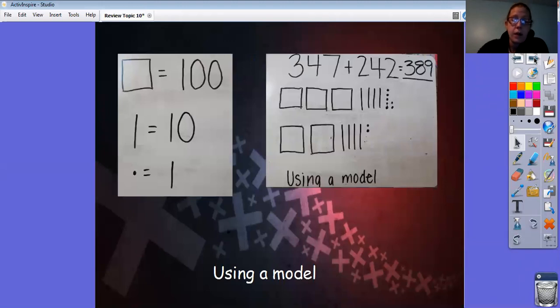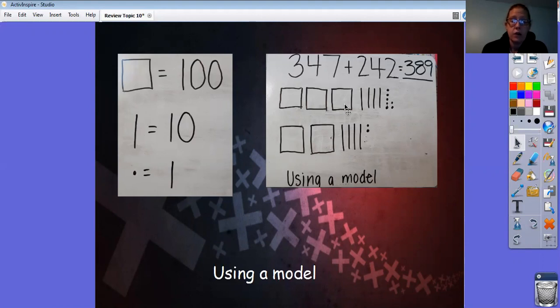So I wanted to remind you guys of some of the different strategies you can use when you are solving your 3-digit by 3-digit equations. And the first one I'm going to show you is using a model. I reminded you that you draw a square for your hundreds, you draw a line for your tens, and a dot for your ones. And I gave you a model that I did. I did 347 plus 242.